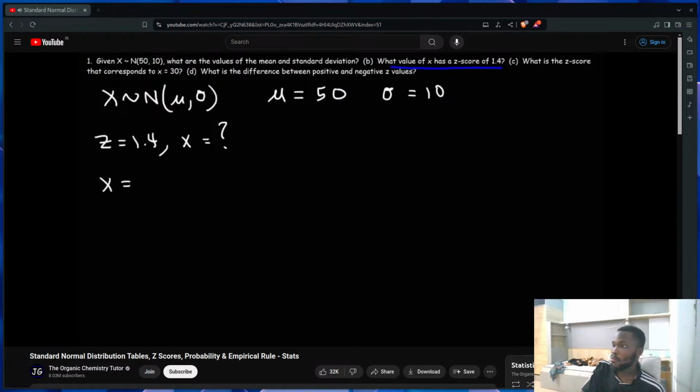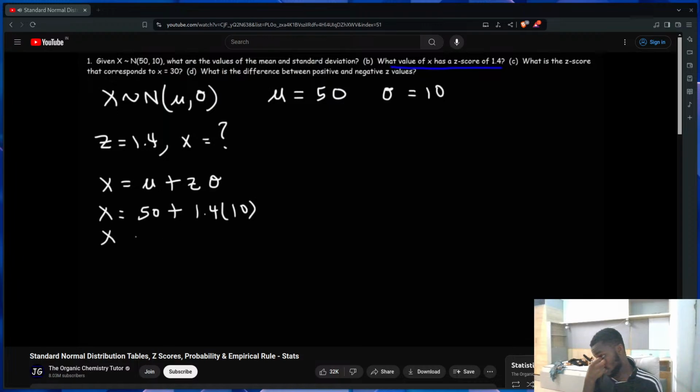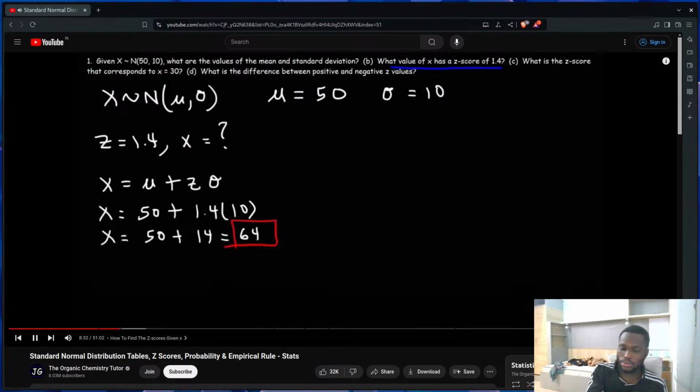X is equal to the mean plus z times the standard deviation. So the mean is 50, the z-score is 1.4, and the standard deviation is 10. Now 1.4 times 10 is 14, and 50 plus 14, that's going to give us 64. So this is the answer for part B. So that's how you can calculate x of that form.